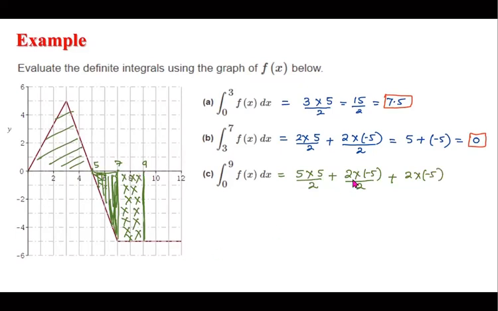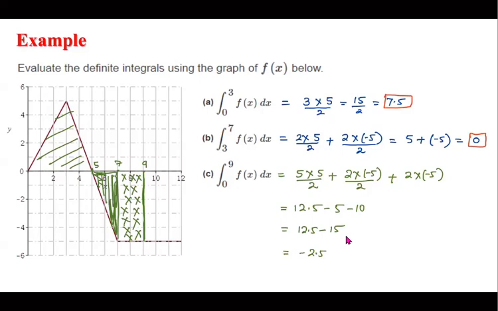Like that. So what we get is this one is 5 times 5, 25 divided by 2, is 12.5. And then this one is 2 times negative 5, which is negative 10, divided by 2 is negative 5. So minus 5. And this one is 2 times negative 5, or negative 10, which is equal to 12.5 minus negative 5 and negative 10, which is negative 15. So what we get is 12.5 minus 15 is negative 2.5.